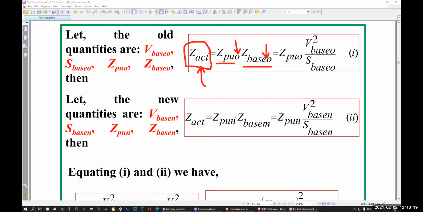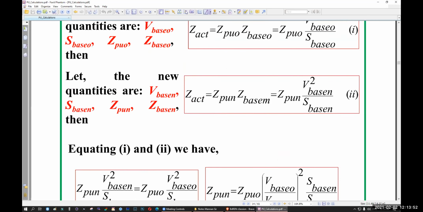Now you have to find out the actual value according to your new quantities. Now let the new quantities be V base new, S base new, Z PU new, Z base new. So your Z actual will be Z per unit new times Z base new, not M, this is M. Z per unit new, and Z base equal to what? V square by S. All of them are new, right?